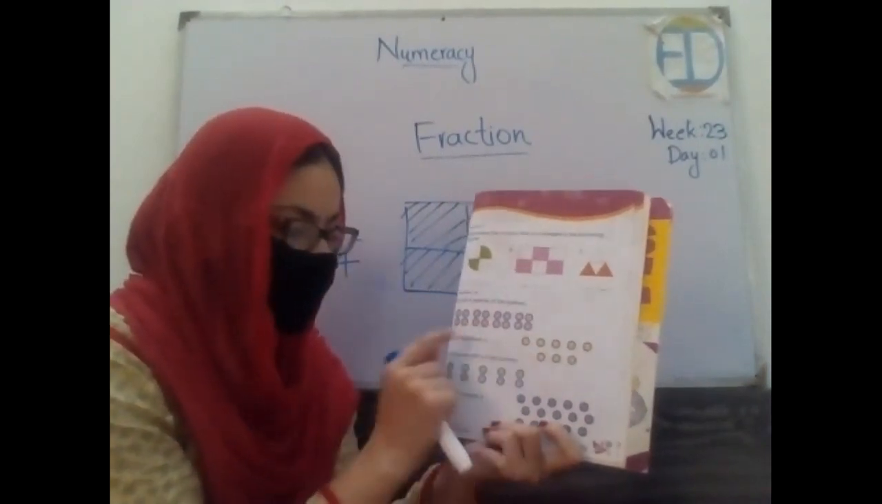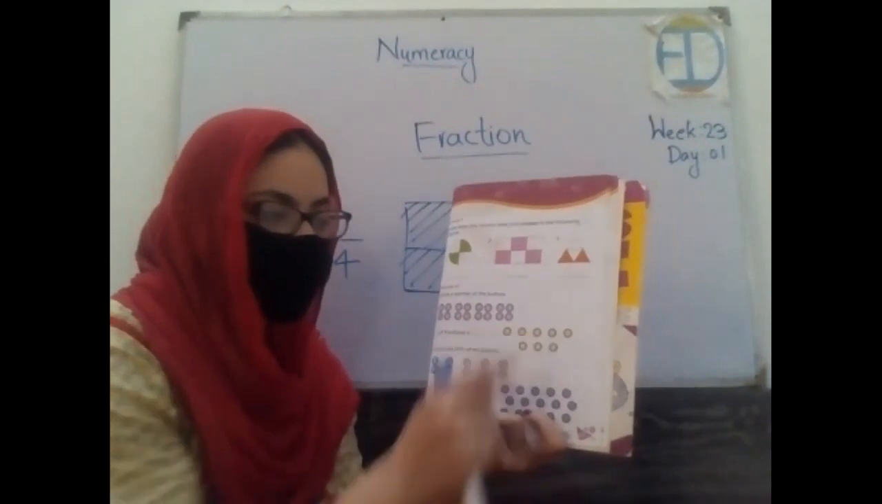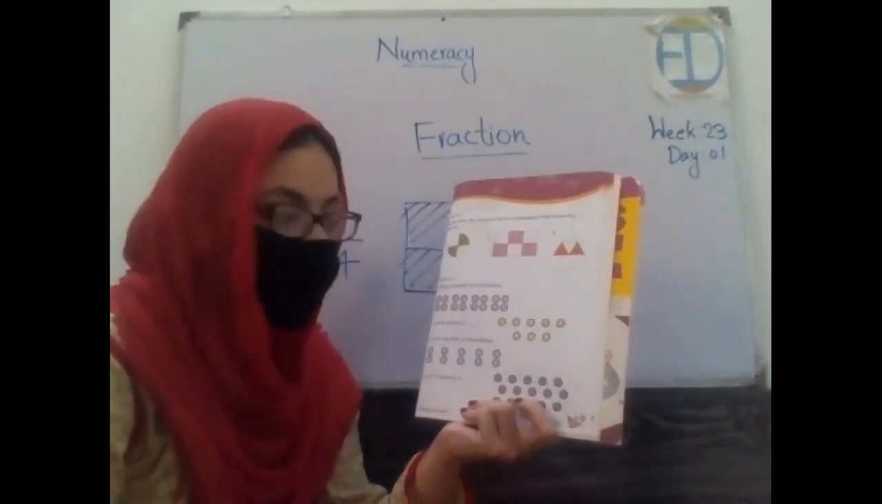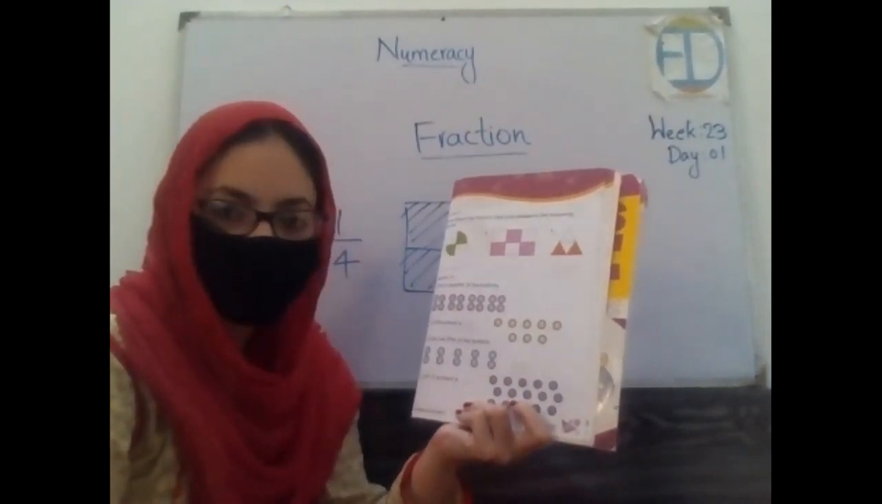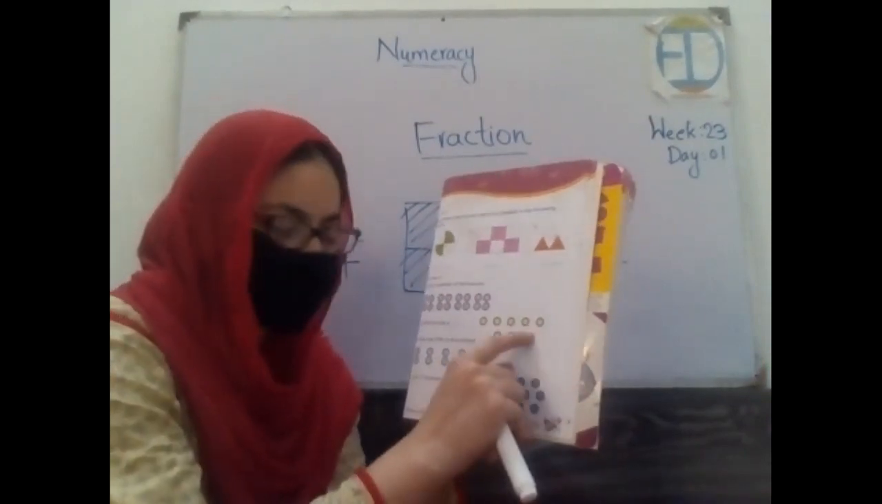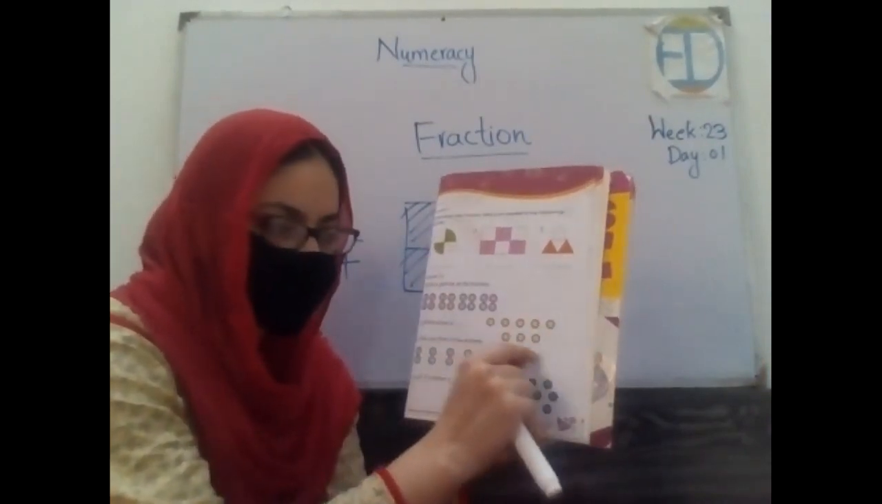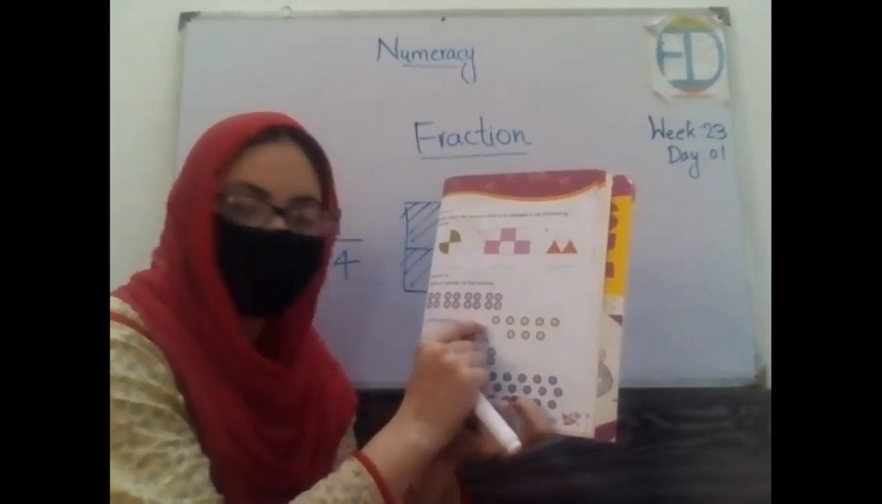In the second one, they say 1/4 of 8 buttons. What would be the 1/4 of these 8 buttons? Only 2 buttons. Excellent. So you are supposed to circle only 2, or you can just write 2 over here.